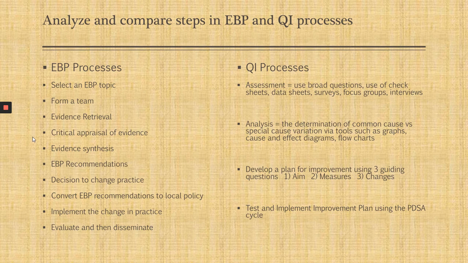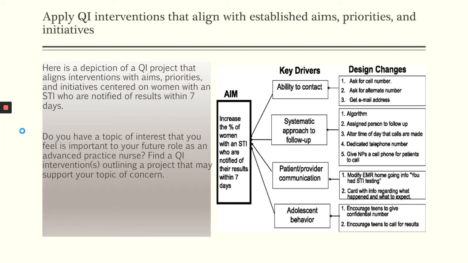We decided, yes, it works. So look at how those two processes can actually merge and support each other. I hope that helped clear that up and make that a good case for why we have evidence-based practice and why QI is so important. Now, this slide is looking at how we would apply, for example, a certain quality improvement intervention that aligns with established aims, priorities, and initiatives of a question that we had.